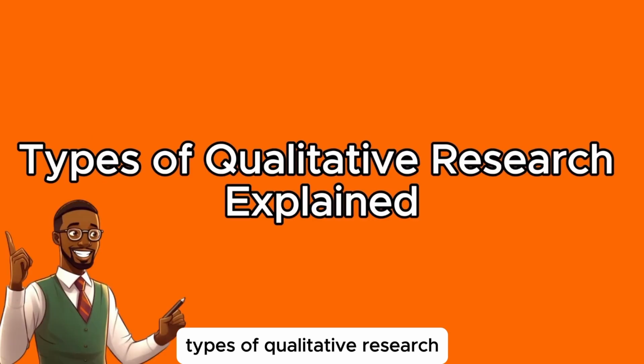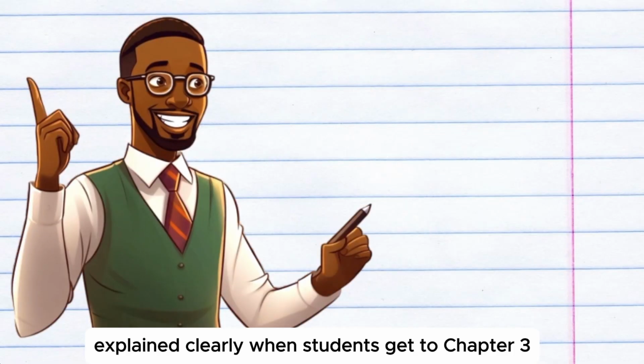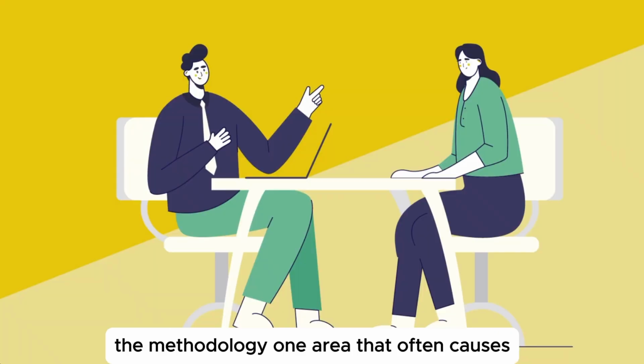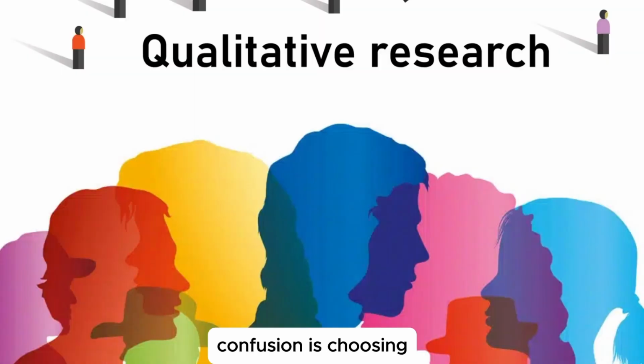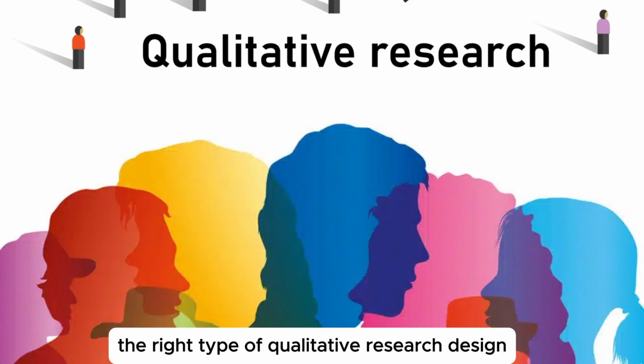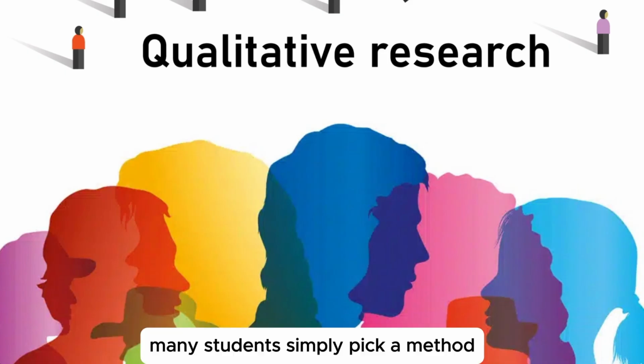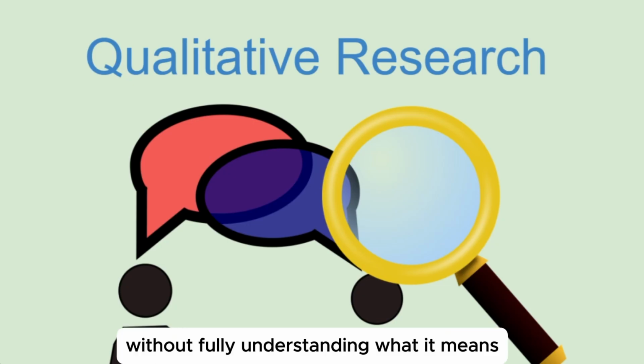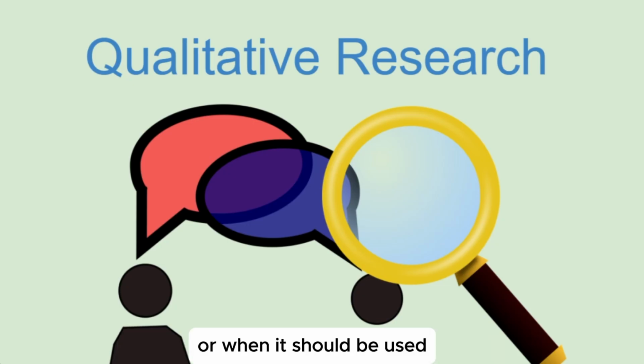Types of qualitative research explained clearly. When students get to chapter 3, the methodology, one area that often causes confusion is choosing the right type of qualitative research design. Many students simply pick a method like case study or interviews without fully understanding what it means or when it should be used.